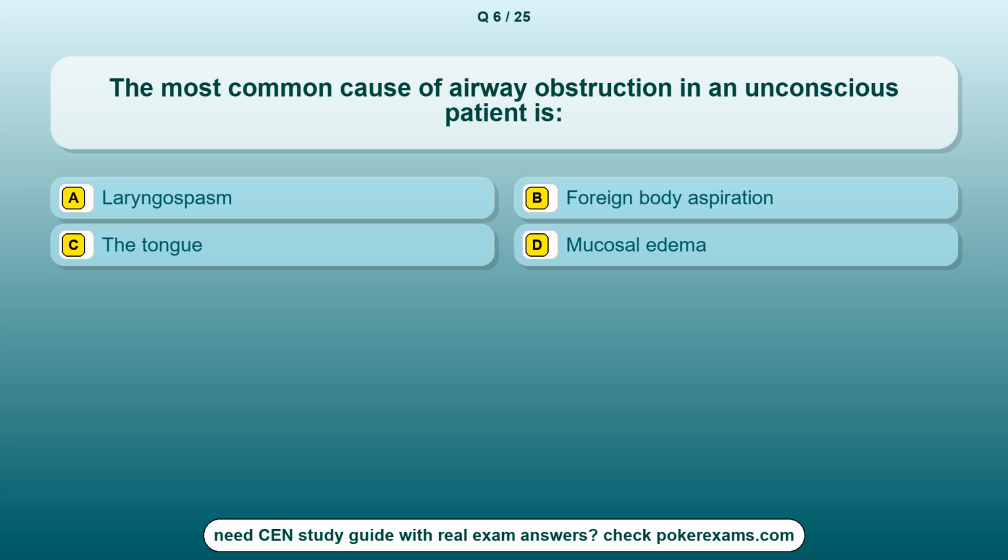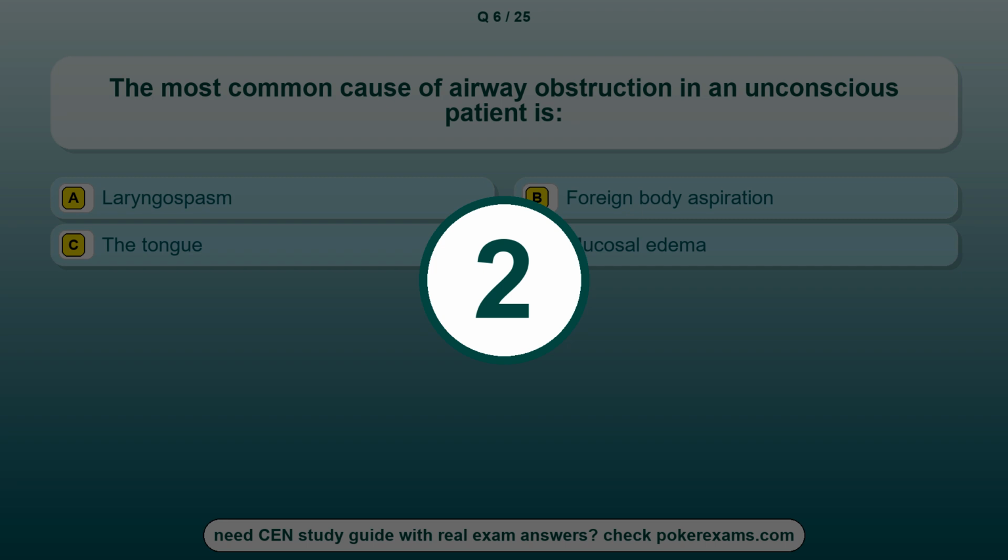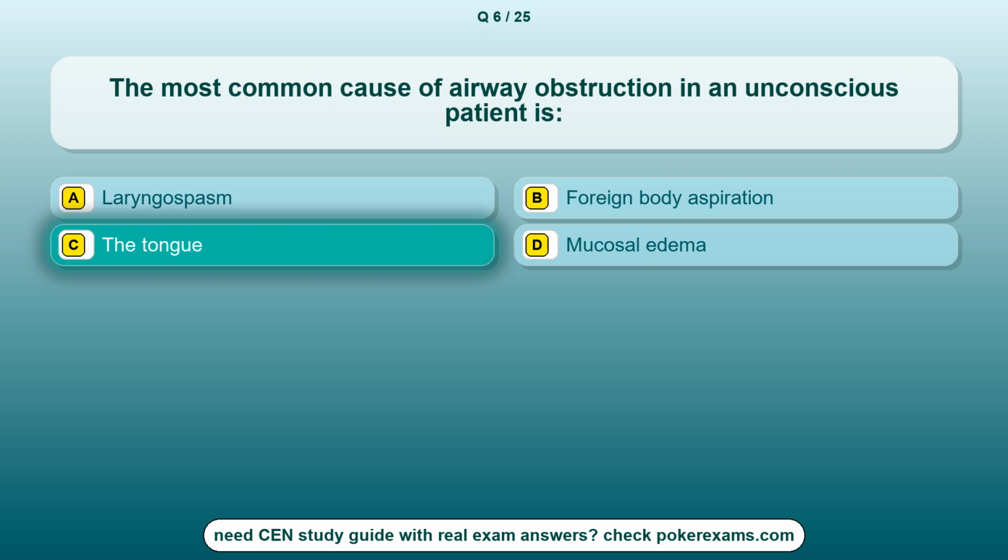Question 6. The most common cause of airway obstruction in an unconscious patient is: Option A, laryngospasm. Option B, foreign body aspiration. Option C, the tongue. Option D, mucosal edema. The correct answer is option C, the tongue.